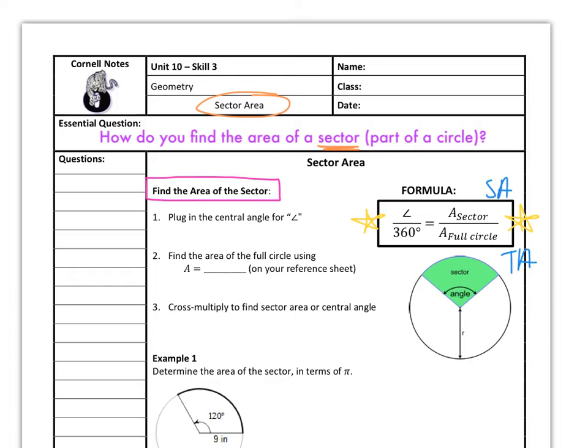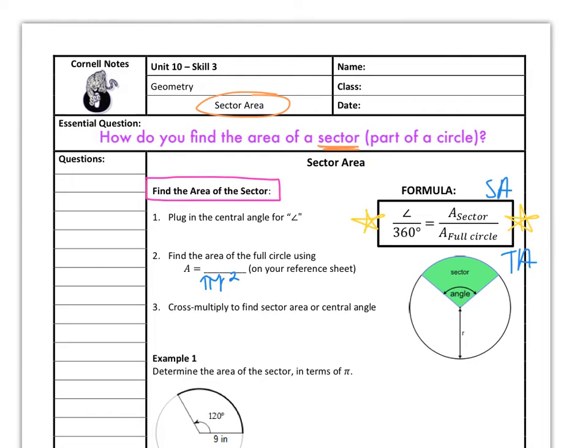So step one is to plug in the central angle for the angle symbol. So for instance, whatever this angle is here is going to go in for the angle measure. Then you have to find the area of the entire circle to start. So in order to do that, you have to make sure you know your radius, which hopefully they will give you. So our area of a circle formula is, I'm going to write it underneath just so it doesn't look blurry, pi r squared. Again, that's on your reference sheet.